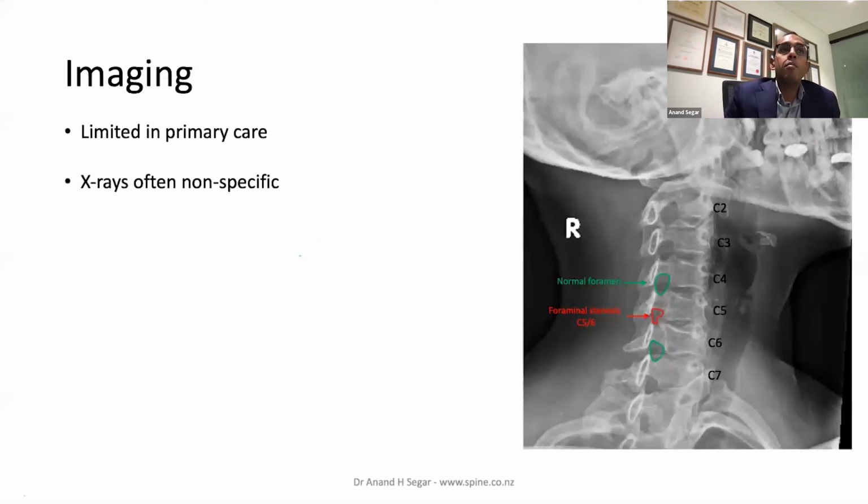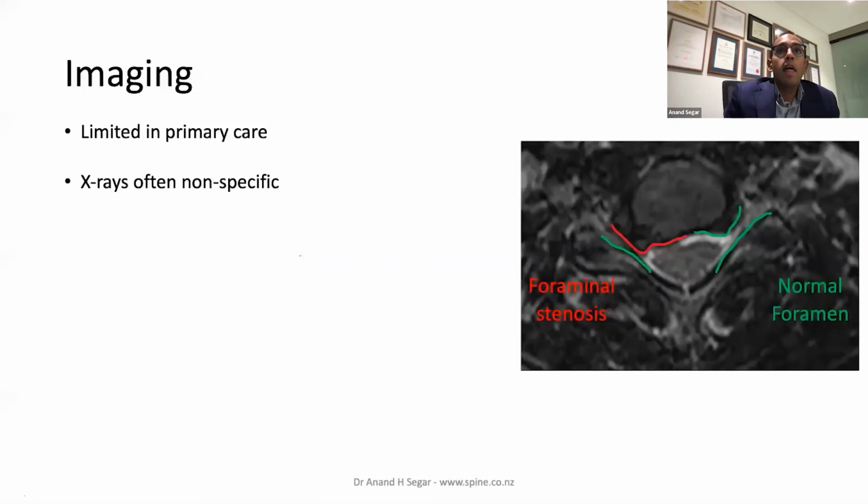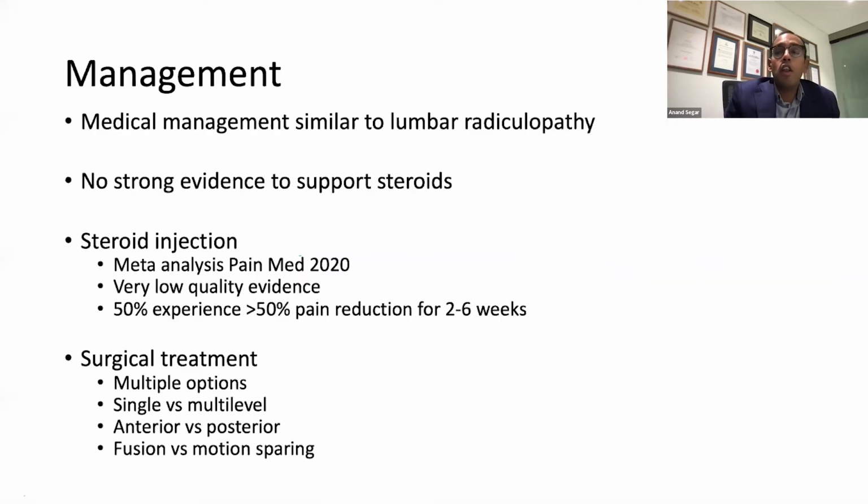Again, primary care imaging is limited and x-rays are not really specific. And the management is, again, non-operative. Most of these are non-operative. For the most part, cervical radiculopathy gets better by itself. Medical management is similar to lumbar radiculopathy. There's no strong evidence to support steroids. Steroid injections, again, low quality evidence.